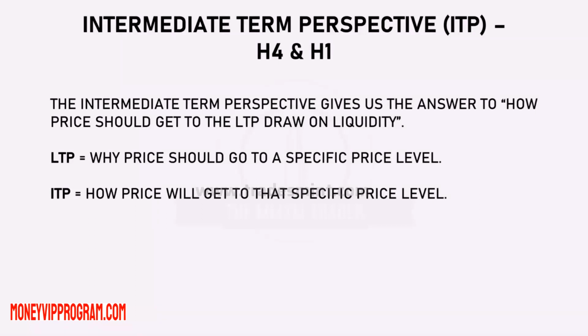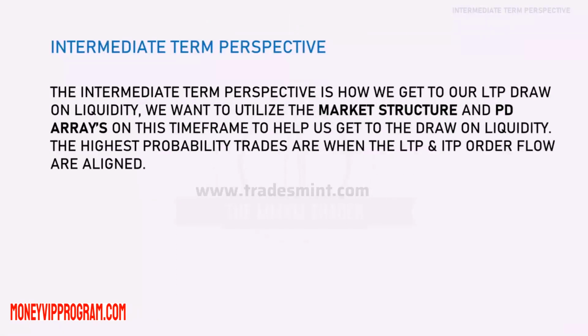So the intermediate term perspective gives us the answer to how price should move to get to that long-term perspective draw on liquidity, right? So remember, long-term perspective is the why price should go to a specific level, and that intermediate term perspective is how price will get to that specific level. The intermediate term perspective is how we get to our long-term perspective draw on liquidity.